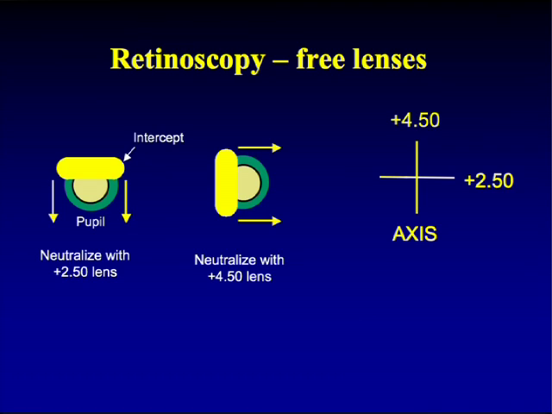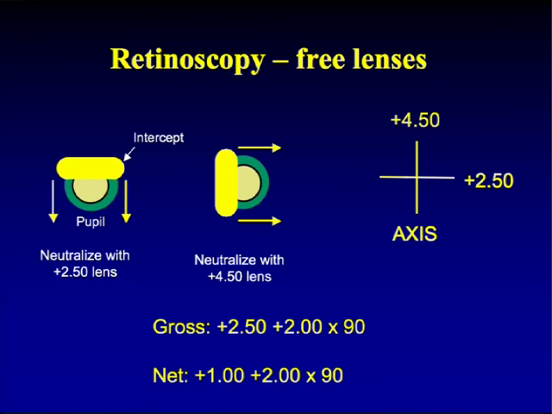And so then to get your final prescription, you write it out, doing what we just showed you to convert. It turns out that it's plus 2.5 plus 2, axis 90, because it's already an axis cross. But then you do have to subtract your working distance, which if you happen to be working at 2/3 of a meter away, is 1.5 diopters. So there's your net prescription, plus 1, plus 2, axis 90. So you should be able to go from free retinoscopy to writing out the net glasses prescription.